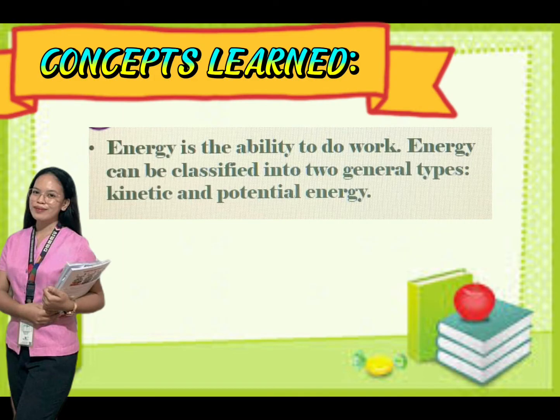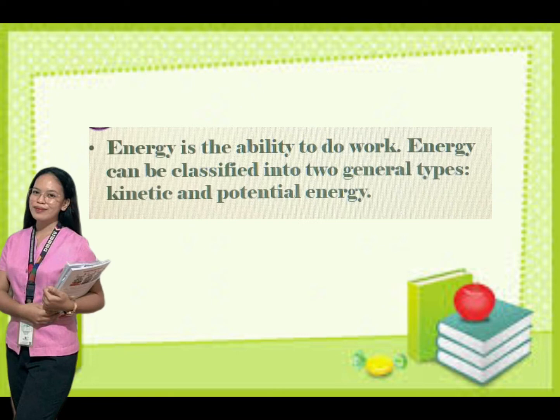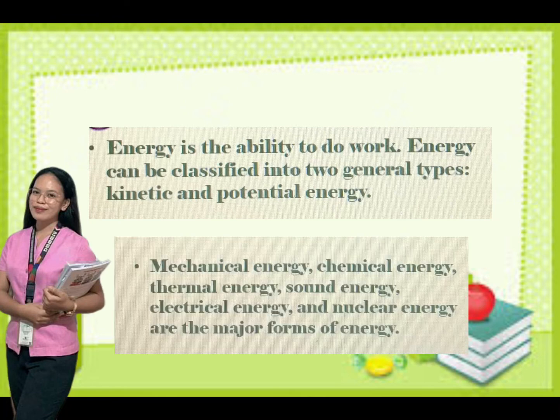Here are the concepts learned. So the first one is energy is the ability to do work. Energy can be classified into two general types, which are kinetic and potential energy. We all know that potential energy is energy that is stored in an object at rest, and kinetic energy is energy of motion. Next, mechanical energy, chemical energy, thermal energy, sound energy, electrical energy, and nuclear energy are the major forms of energy.